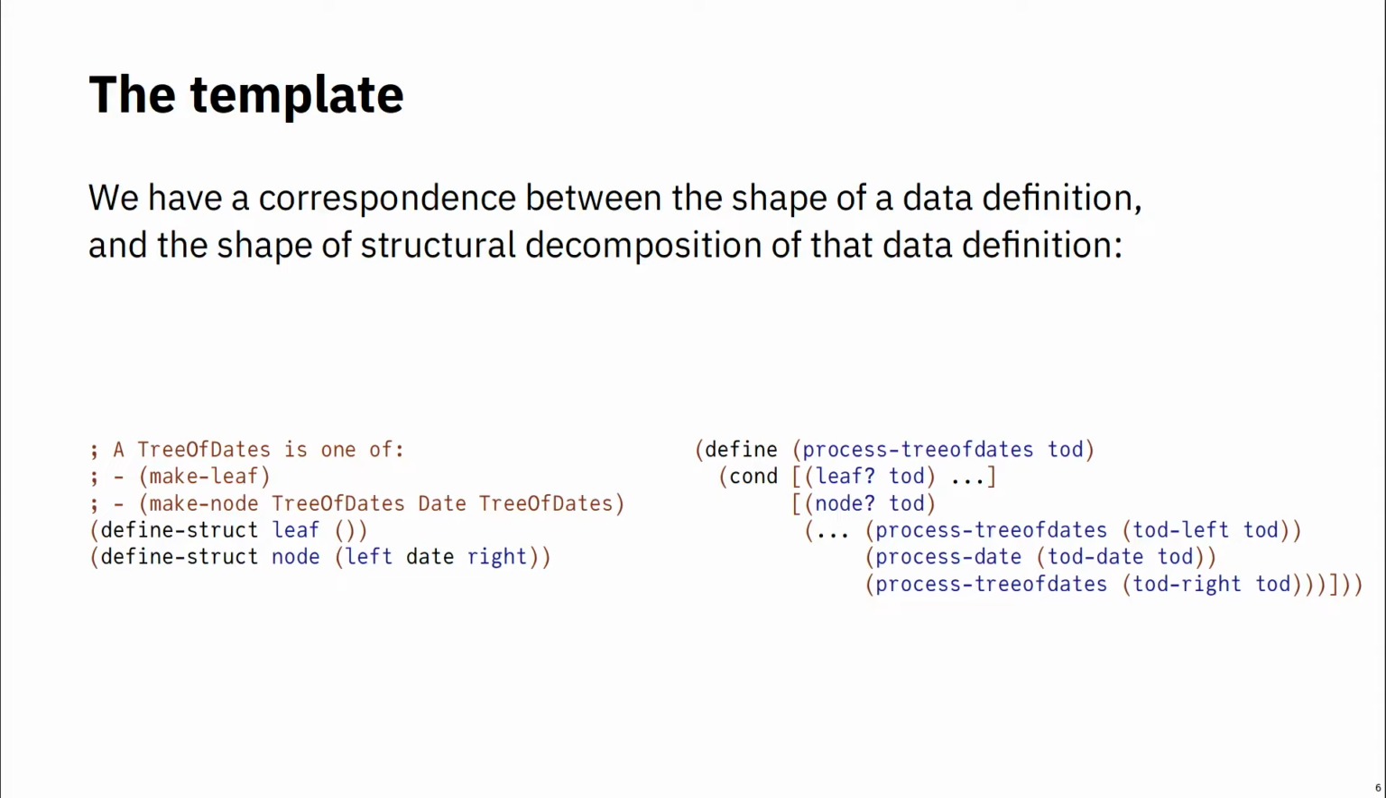Here we have a tree of dates, where a date is already a thing that we define. And we say that we check if it's a leaf, and if it's a node, then we know the left is a tree of dates, so we have to call the process working on that. If we say the date in the middle is a date, so we call process date on that, and the same to the right.